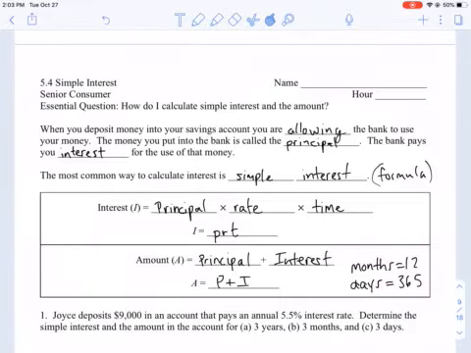So pause the video, give yourself a second to write all of this down if you need it. Otherwise, we're going to just jump right in and solve this.